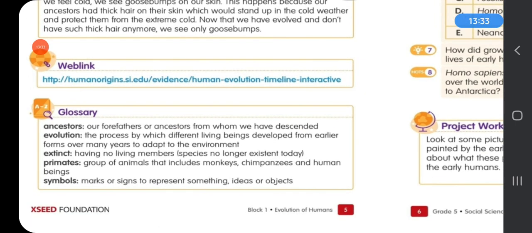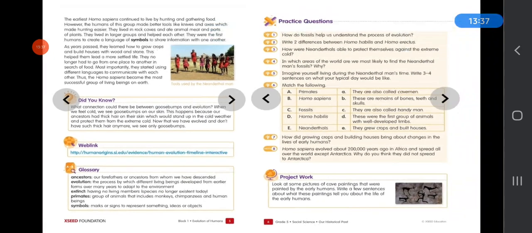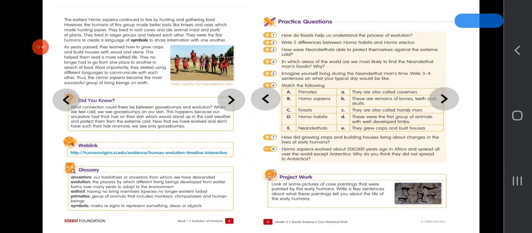And read the glossary of every block properly and take a look at the practice questions also. Don't need to write them again. Only read the questions and answers by yourself. And while reading, underline important sentences and try to make questions from every line.